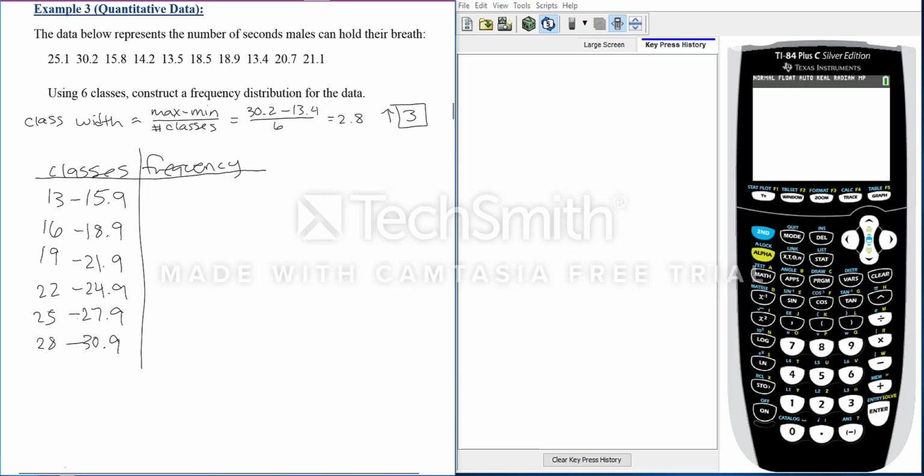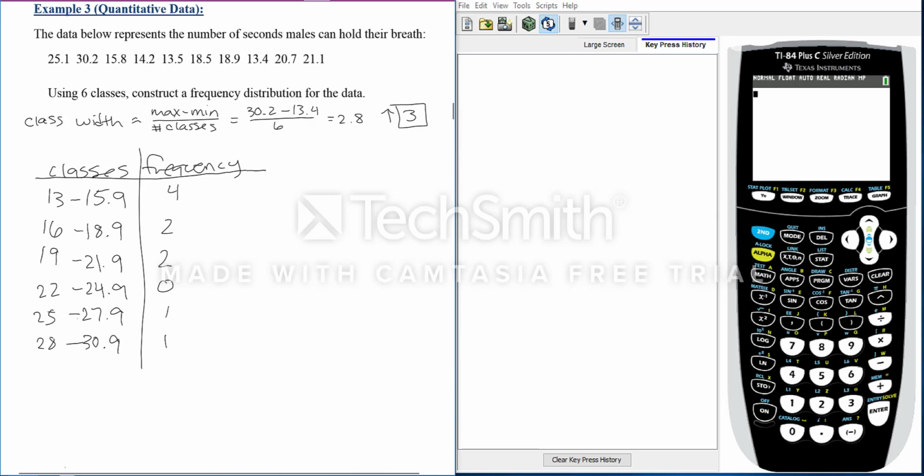For the frequency, count how many of these values are under each of the categories. So for the first one, you have 4. For the second one, you would have 2. For the third one, you have 2. For the next one, you would have 0. For the next one, you have 1. For the next one, you would have 1.